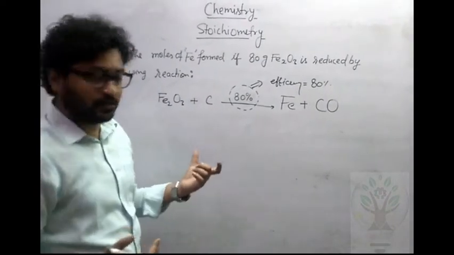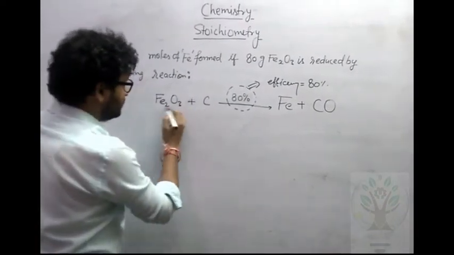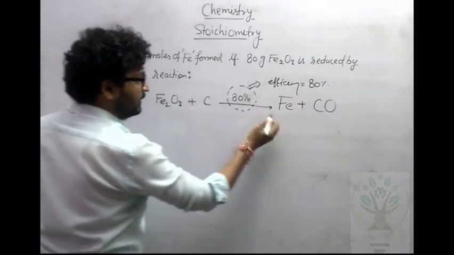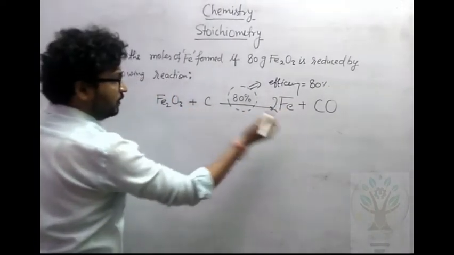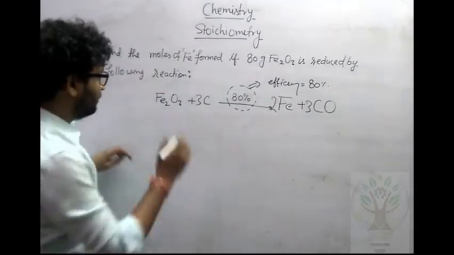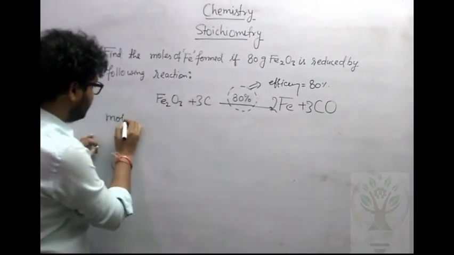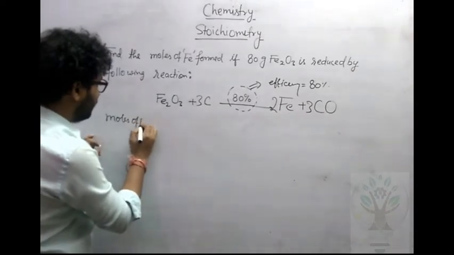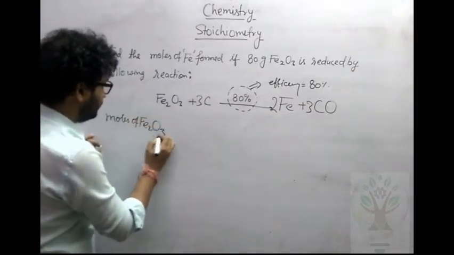We should balance this reaction. How will we balance it? Let's see. If I balance it, see here 2 iron, here just 1 iron, so 2. Here 3 oxygen, so here 1, so 3, it should be 3. So this reaction is balanced. Now, can you tell me how many moles of Fe2O3 I have?